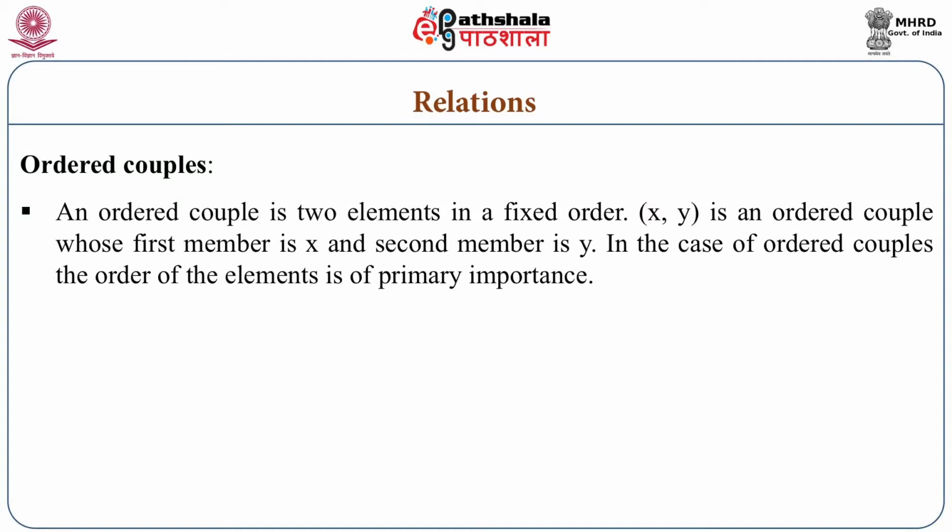(X, Y) is an ordered couple whose first member is X and second member is Y. In the case of ordered couples, the order of the element is of primary importance. That means given any ordered pair or ordered couple represented by a round bracket and then first element X, Y. The idea of ordering is that X, if it is a first element, should never be confused with the second element Y. So X will be treated as the first element and Y will be treated as the second member.